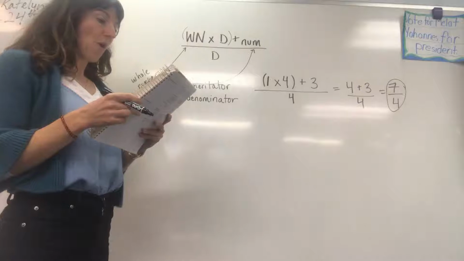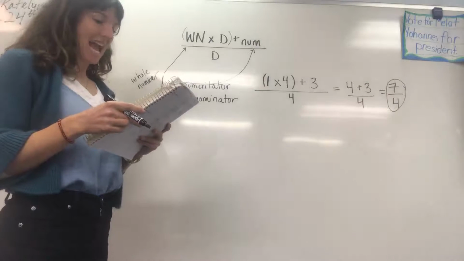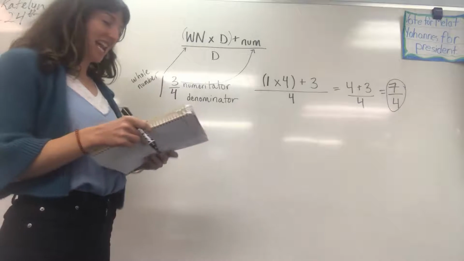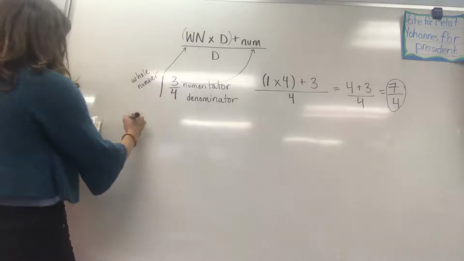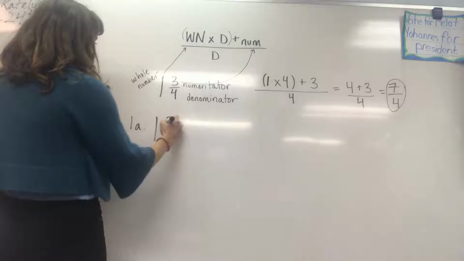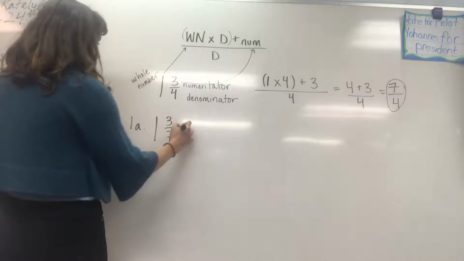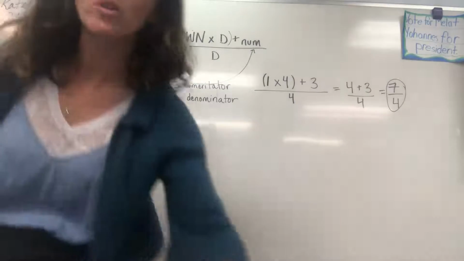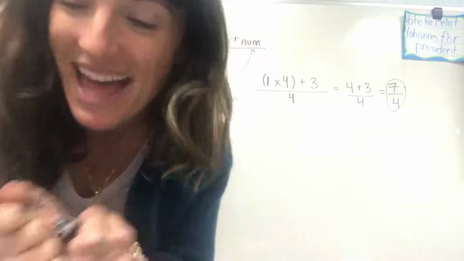We're going to do 1A and 1B together. Here we go. 1A looks like this. 1 3/7 equals. And now I'm going to do all of our work in our handy dandy red pen.